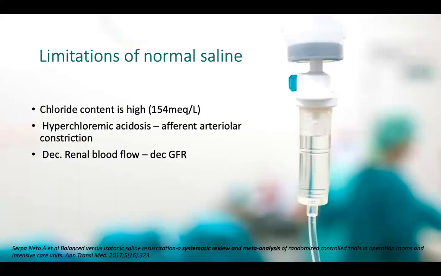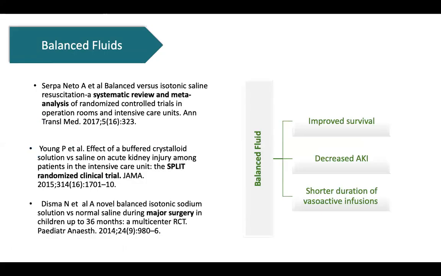Because when you're using normal saline, remember, normal saline is not normal. Just like it has a higher amount of sodium, it also has a higher amount of chloride. And when the chloride is high, the hyperchloremic acidosis can cause afferent arteriolar constriction. This can lead on to decreased renal blood flow and decreased glomerular filtration rate. So it has now been found that balanced fluid resuscitation is associated with improved survival, decreased incidence of acute kidney injury, and shorter duration of vasoactive infusion.